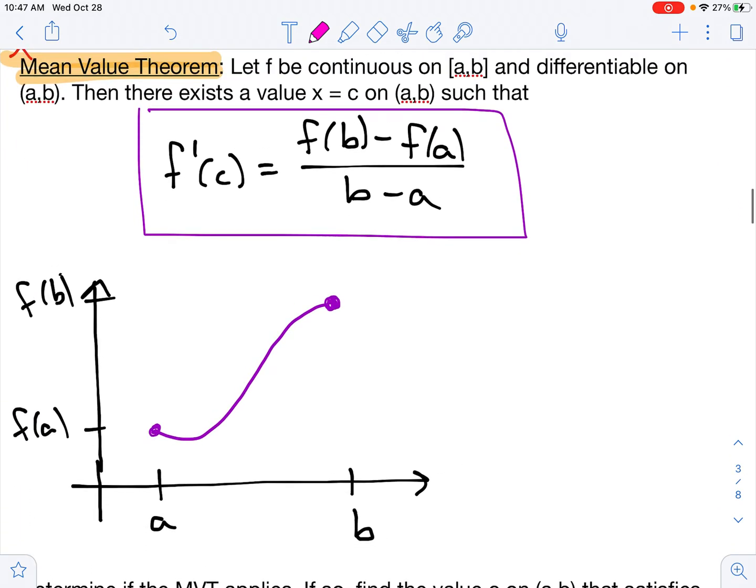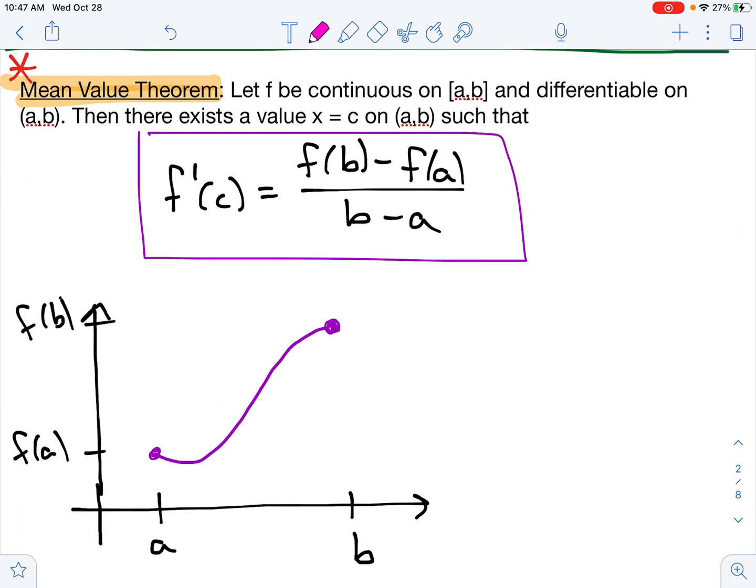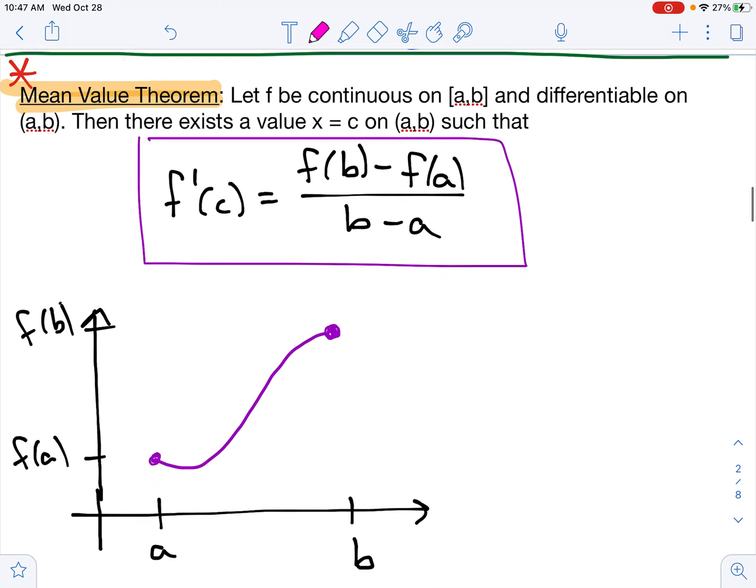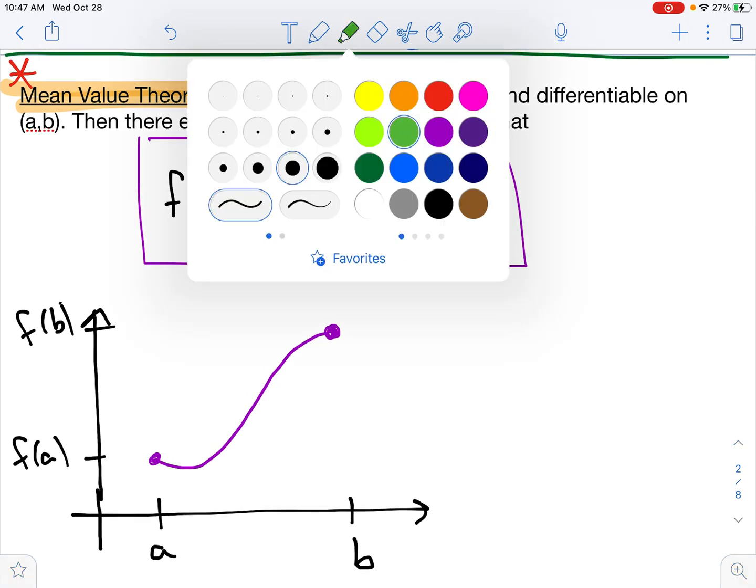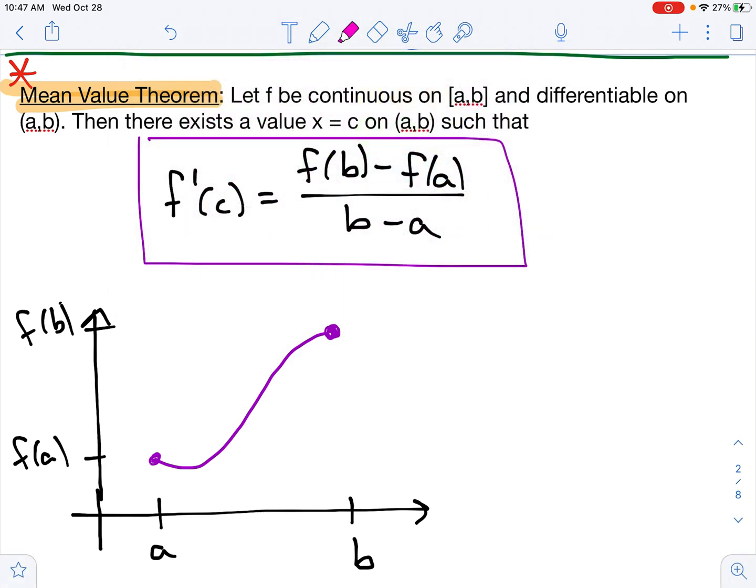Mean value theorem. Let f be continuous on the closed interval [a, b] and differentiable on the open interval (a, b). Then there exists a value x equals c on the open interval (a, b) such that f prime of c equals f of b minus f of a over b minus a. All right, so how does this differ a little bit from the last one? Well, really by one condition. Let's take a look. Let f be continuous on the closed interval.